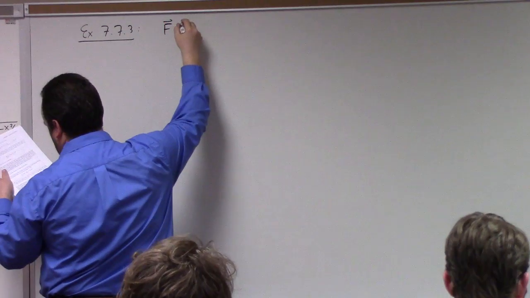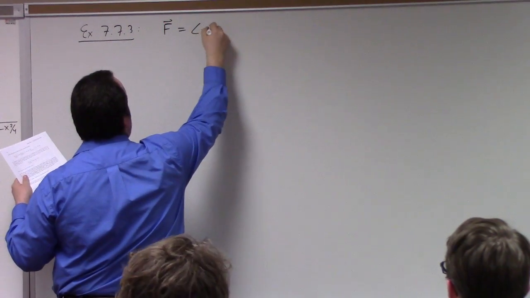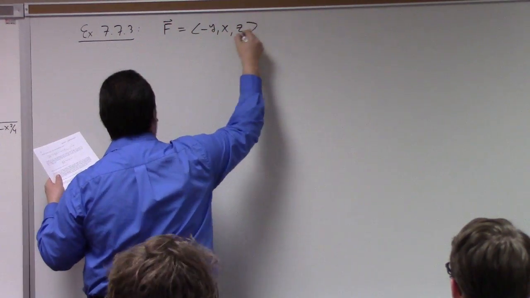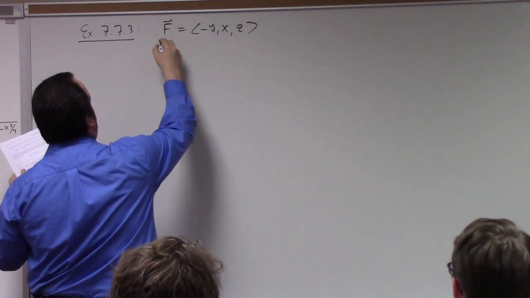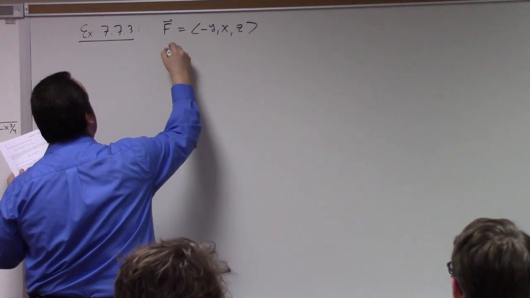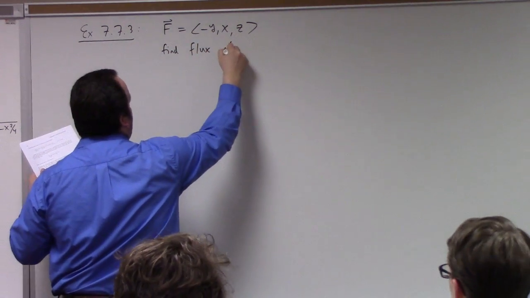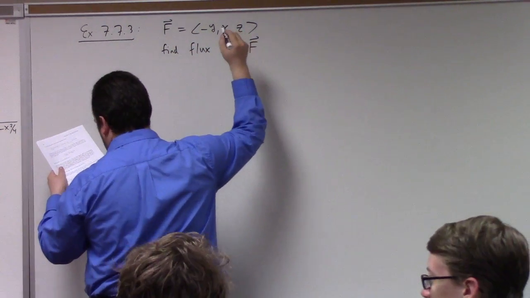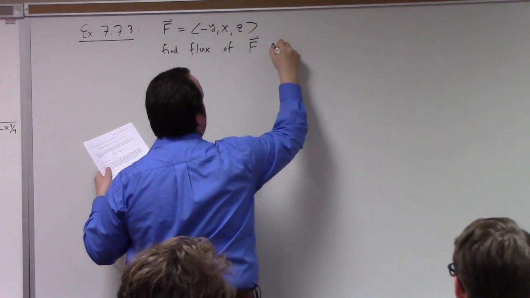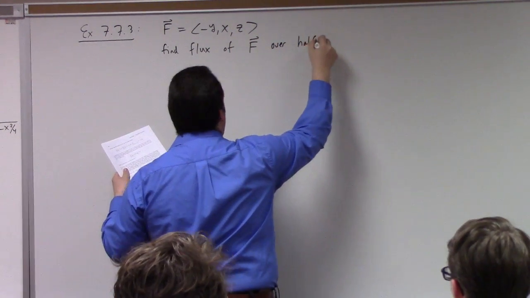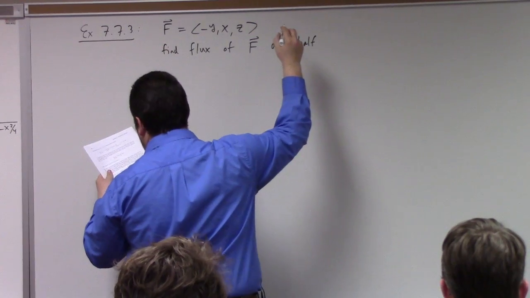Here we go. F equals minus y, x, z. And we want to find the flux of F over half of the outward oriented sphere.